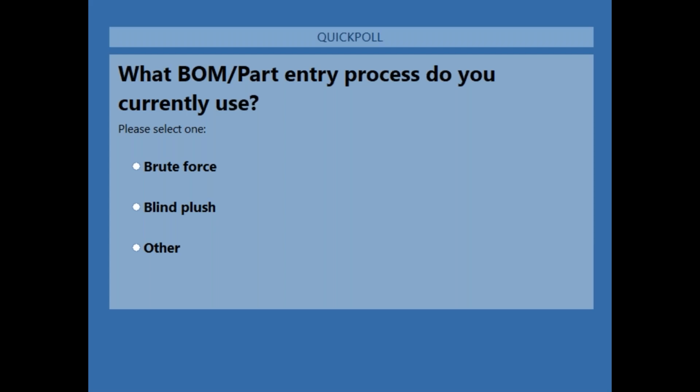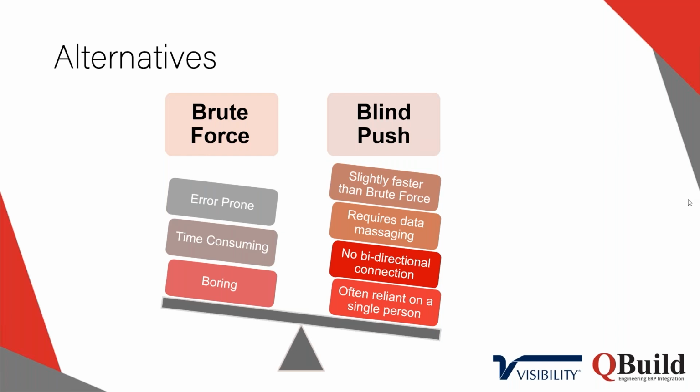Okay, looks like brute force is taking the lead here. Looks like 60% of the attendees are using brute force, so manual data entry at this point in time, which is a lot more than I expected, but 10% are using blind push, which is the import-export method using a CSV, and 30% are using other, which oftentimes is a homebrew system or another method that we come across. So I'm sure those who are using methods such as brute force and blind push can attest to some of these challenges that you come across. So with that being said, what's the solution to all of this?